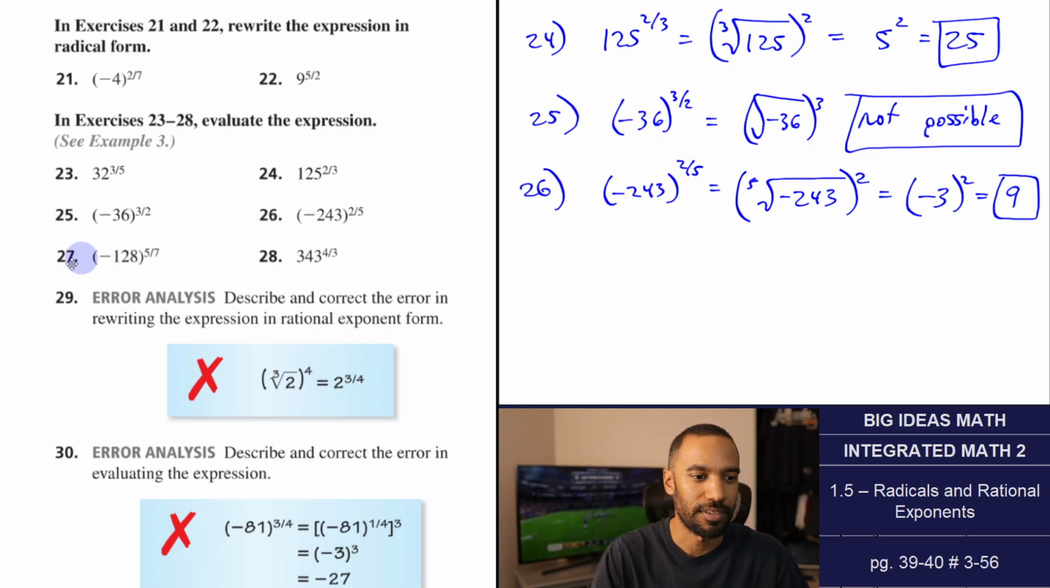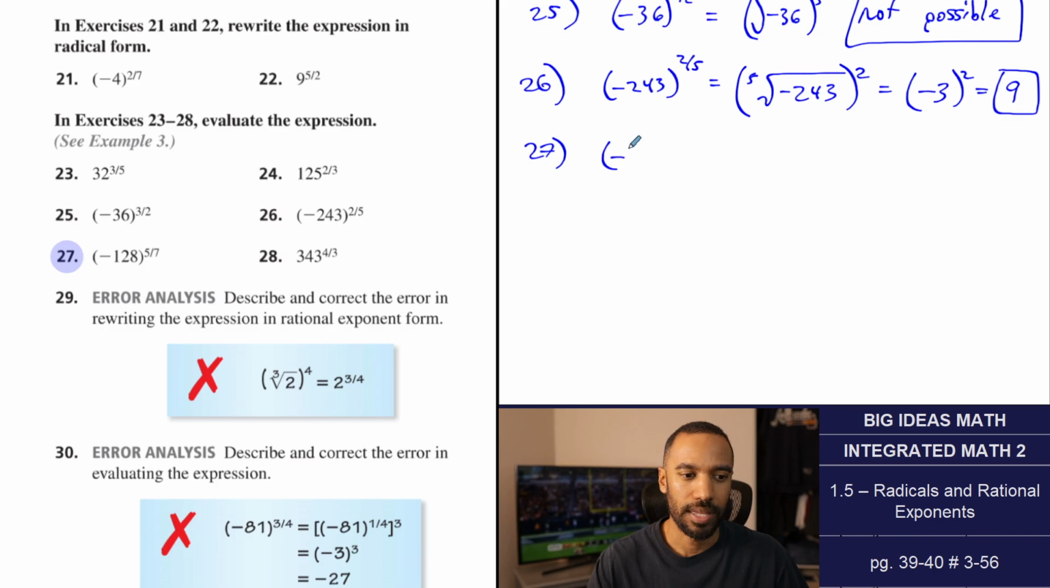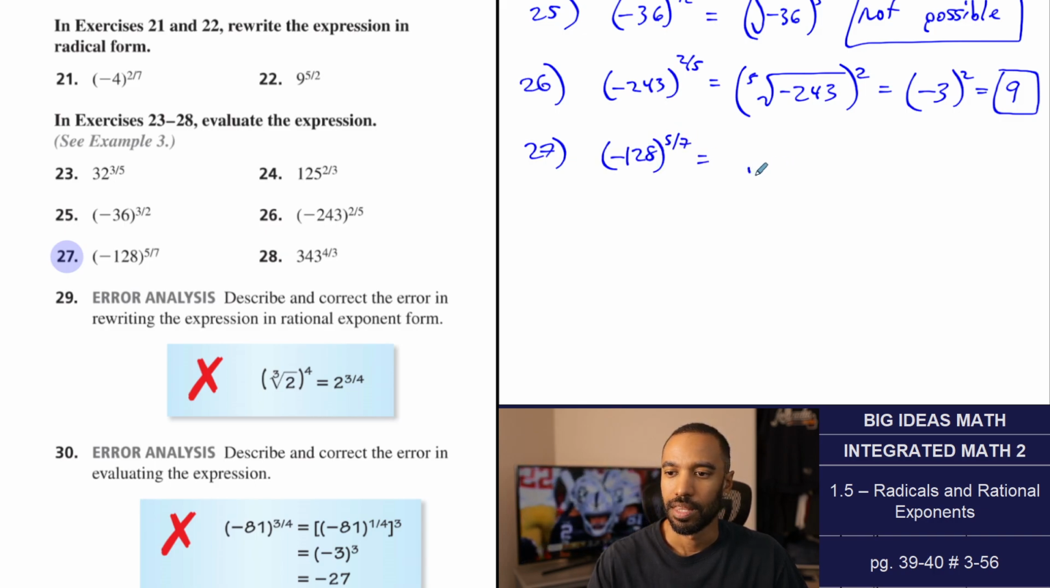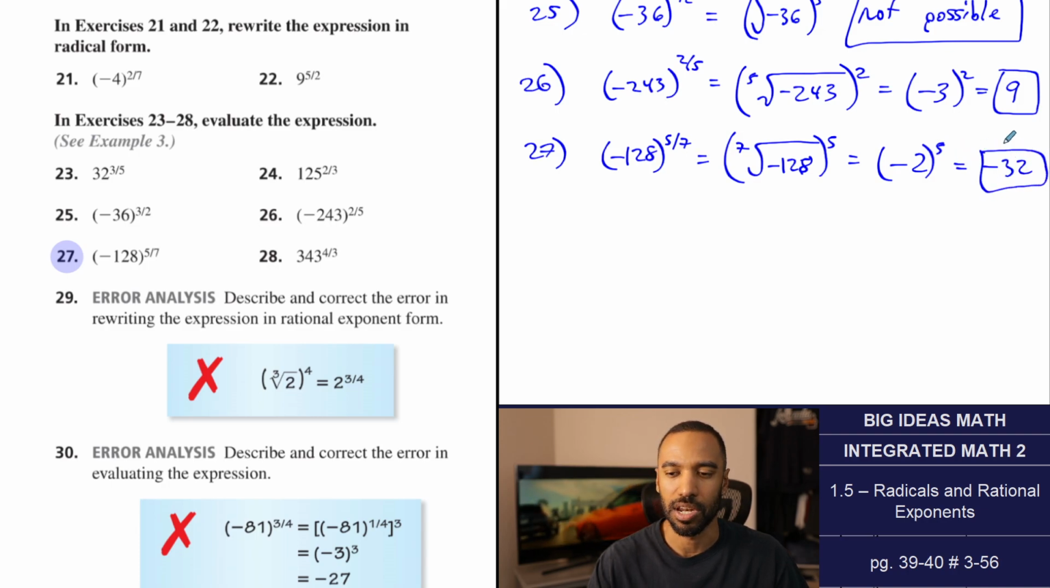All right, 2 more, 27. Negative 128 to the 5/7 power. That'll be the 7th root of negative 128 to the 5th. Now, I think we already did one of these with 128, the 7th root, and that is 2, or in this case, negative 2. And negative 2 to the 5th is negative 32. That stays negative because it's an odd power.